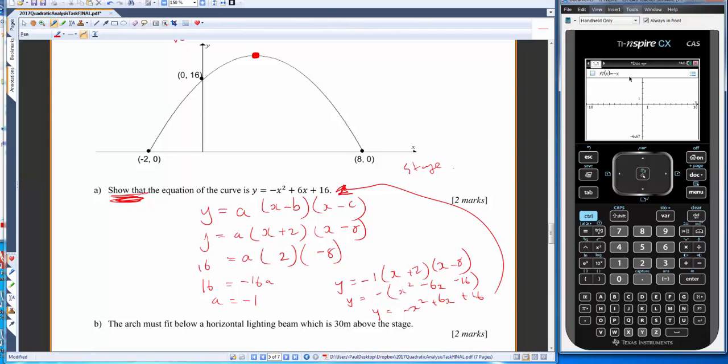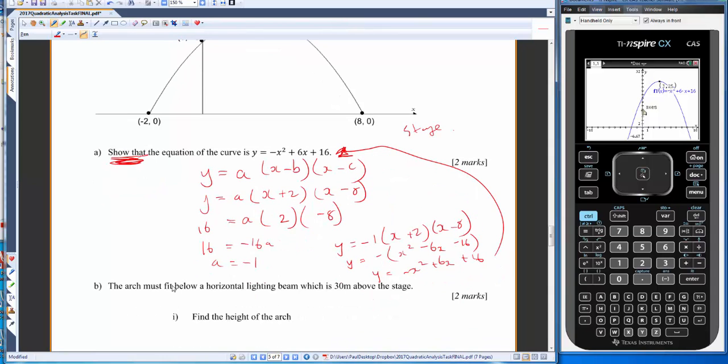Negative x squared plus 6x plus 16. And screen dimensions are easy this time because 16 is the y-intercept. Let's double it and go 32. And let's find out the max. Menu, analyze graph for its maximum, 25.